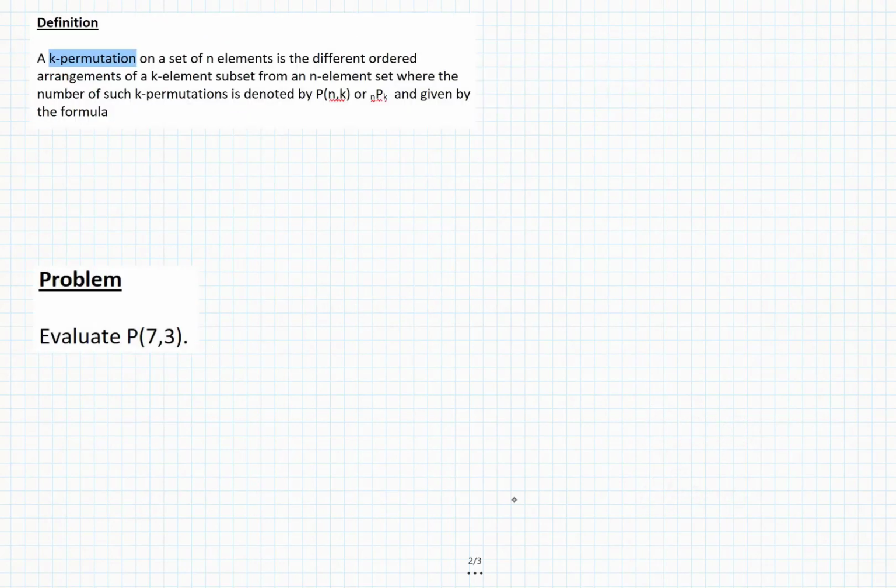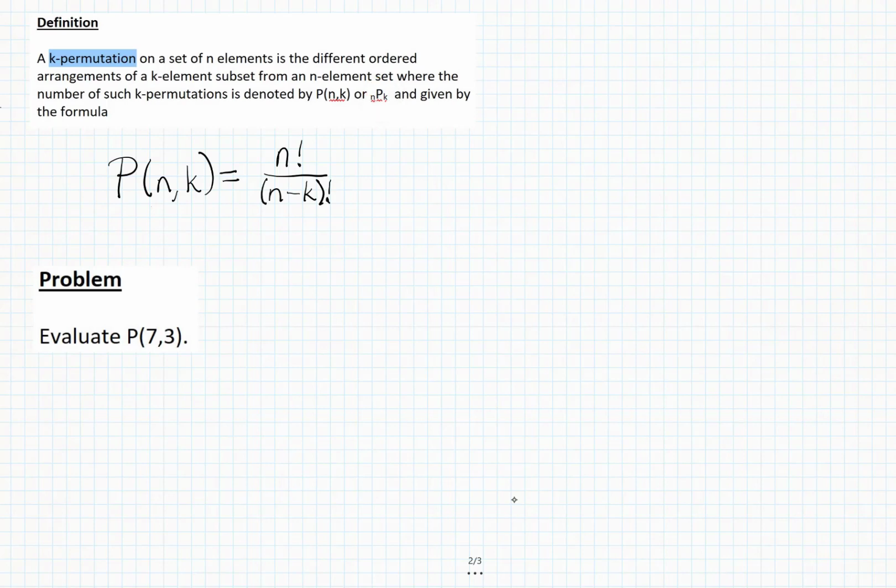So, keeping this in mind, we want to give a definition of a k-permutation. A k-permutation on a set of n elements is just the different ordered arrangements of a k-element subset from an n-element set. The number of k-permutations, and this is the big gist, we'll call it P(n,k), is given by this beautiful formula: P(n,k) equals n factorial divided by the quantity n minus k factorial. You might see different notations like nPk, but overall this is the formula that we're going to use.